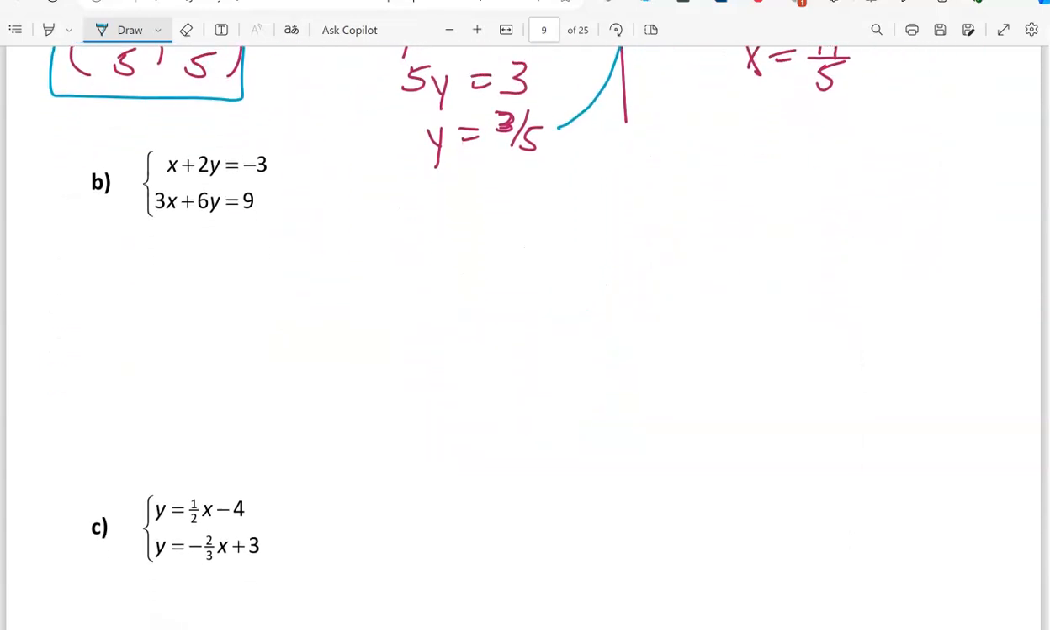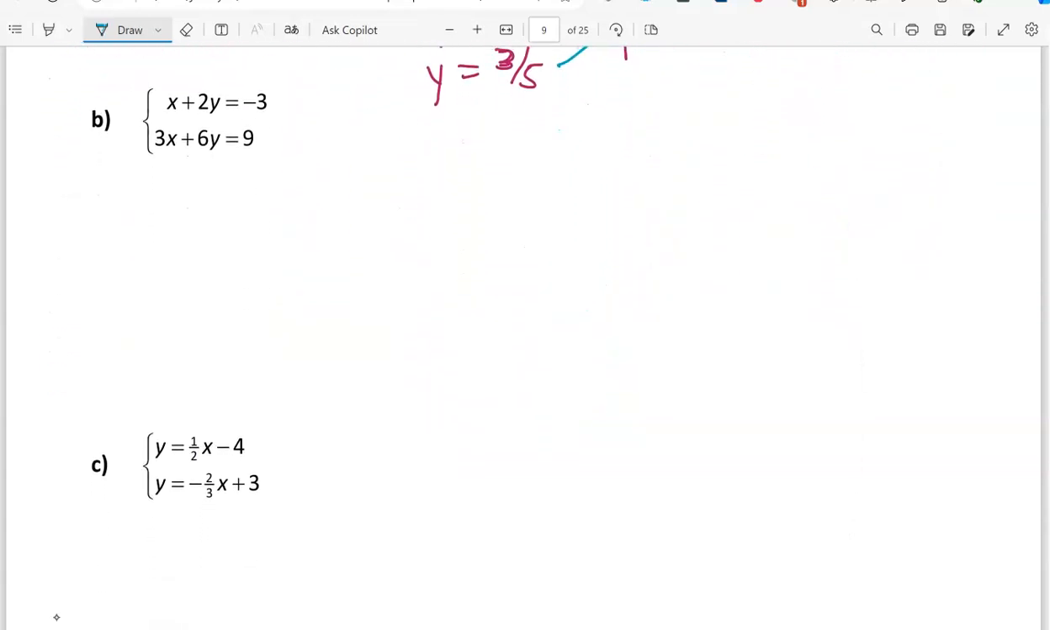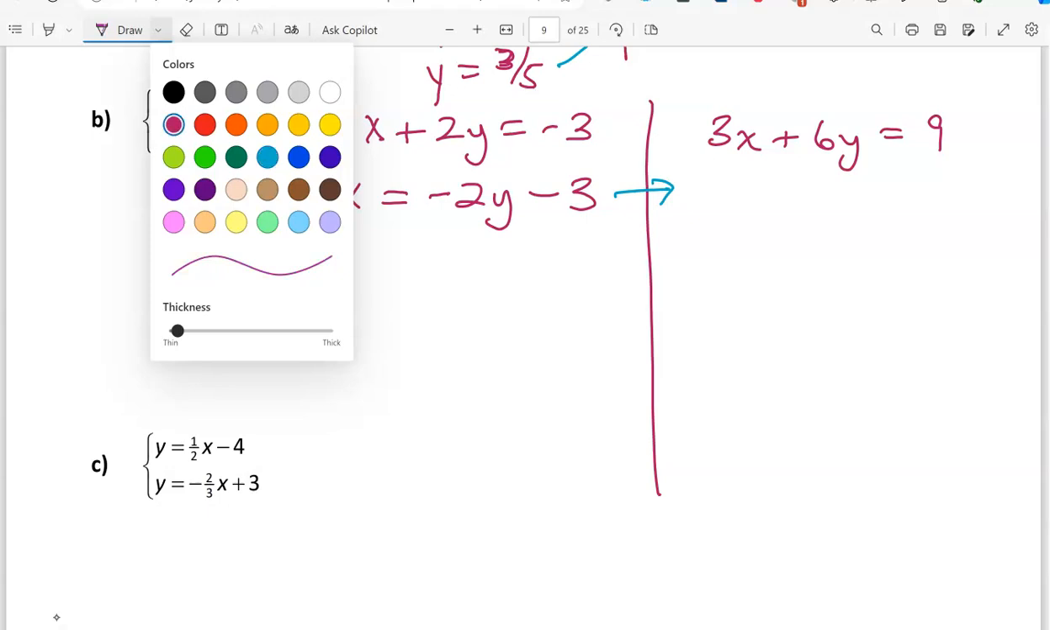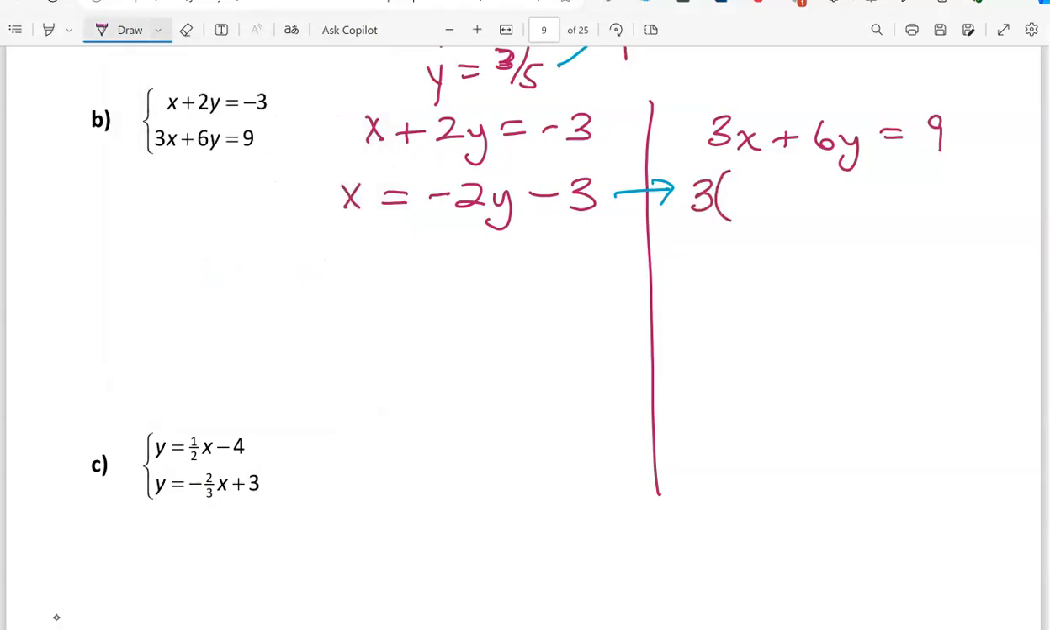Let's try another. x plus 2y is equal to negative 3, and 3x plus 6y is equal to 9. I'm going to use that 2-column approach again. Our first equation is x plus 2y is equal to negative 3, and second is 3x plus 6y is equal to 9. The first equation can easily be solved for x by subtracting 2y from both sides. And then we can take that and replace x in the second equation with that expression.